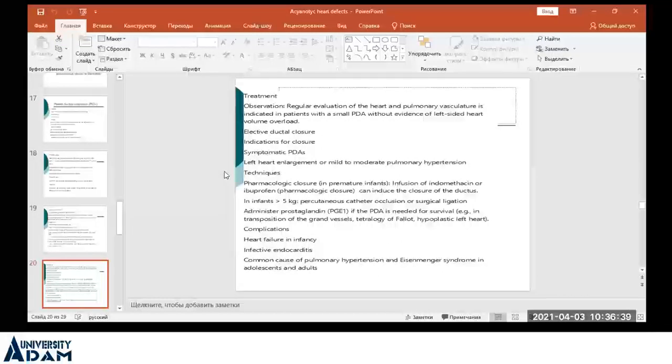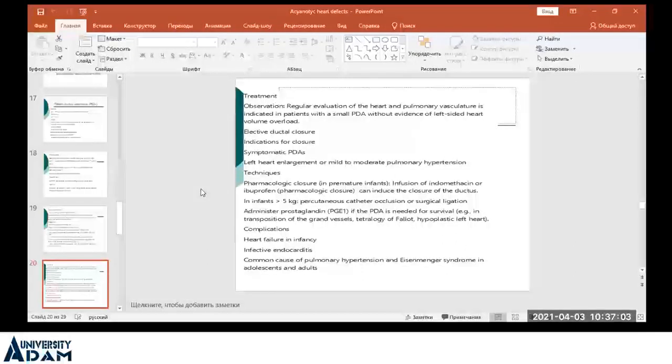Treatment: observation and regular evaluation of the heart and pulmonary vasculature is indicated in patients with a small PDA without evidence of left-sided heart volume overload. Elective ductal closure: indications for closure are symptomatic PDAs, left heart enlargement, or mild to moderate pulmonary hypertension.